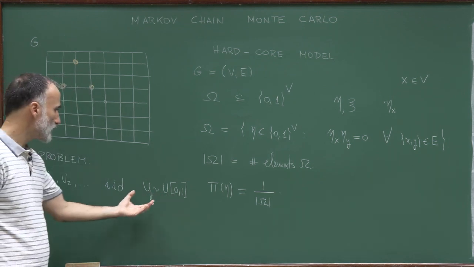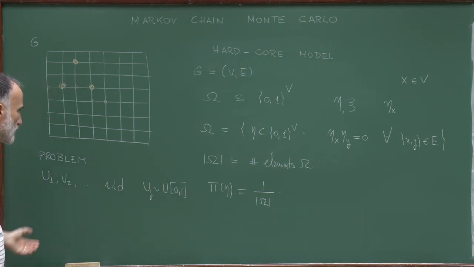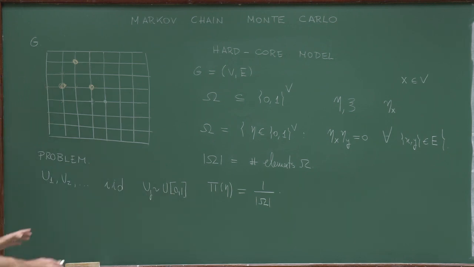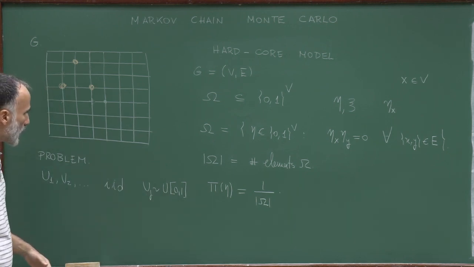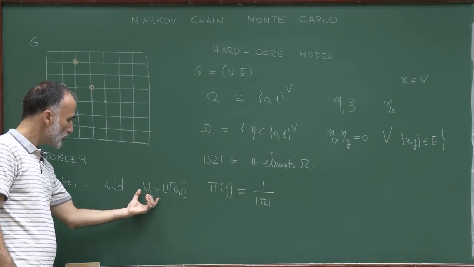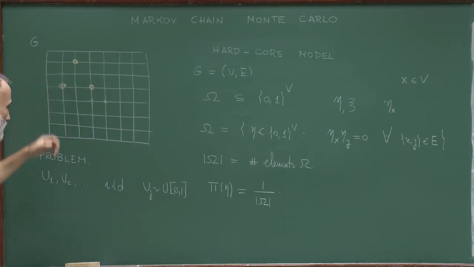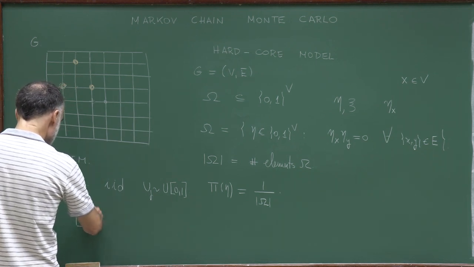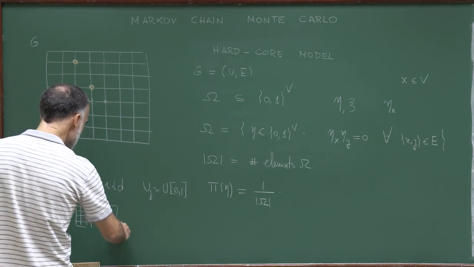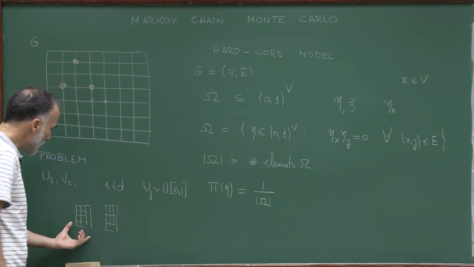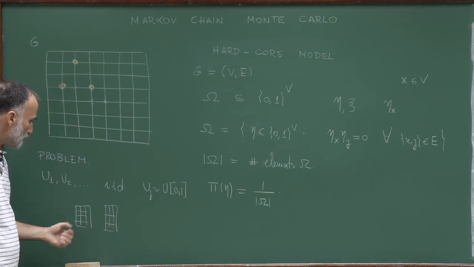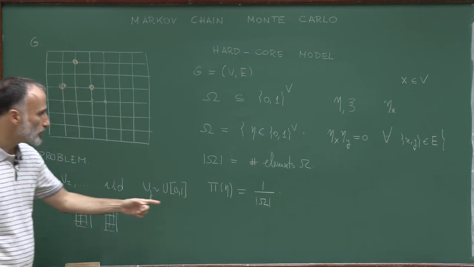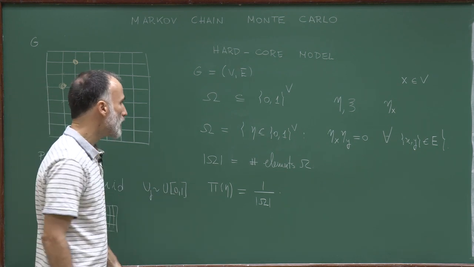So I'm assuming that you're given a sequence of IID random variables which are uniformly distributed in the interval 0-1. And now I want you to construct from this sequence of random variables a sequence of configurations: a configuration 1, a configuration 2, and I want these configurations to be independent and distributed according to this measure pi.